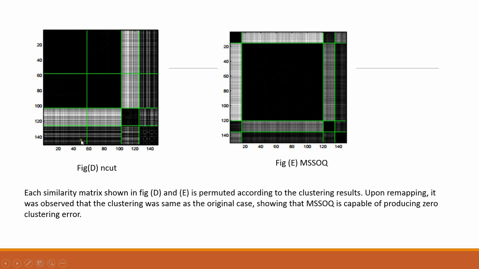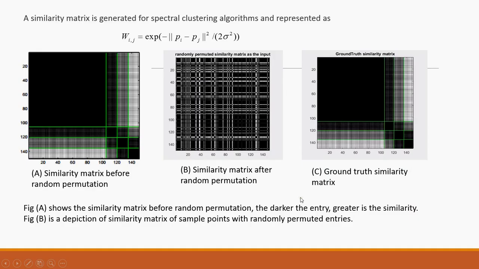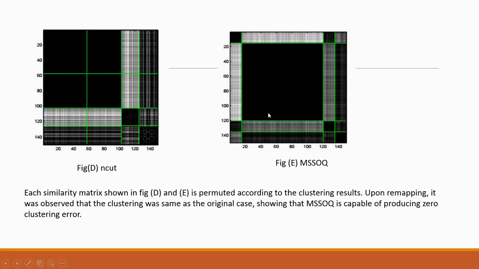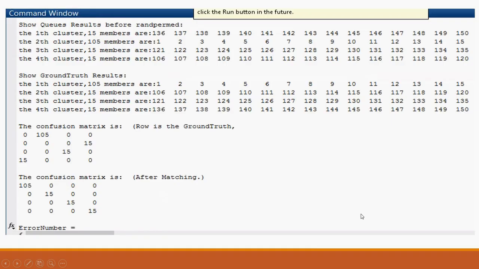This is the outcome that has been obtained after applying the NCUT algorithm, and this is the outcome of MSSOQ. We can clearly see that this has better clustering. After remapping it, we see that we obtain the same cluster as we provided to it, like this data. So it shows that MSSOQ has no error. Each similarity matrix shown in figures D and E is permuted according to the clustering results. Upon remapping, it was observed that the clustering was the same as in the original case, showing that MSSOQ is capable of producing zero clustering error.